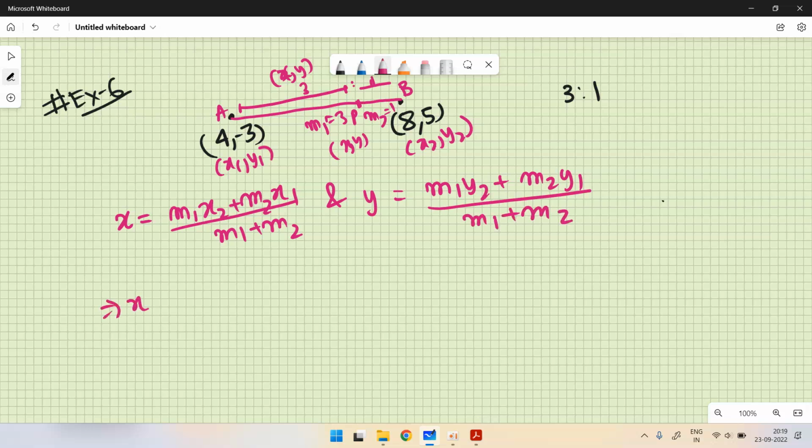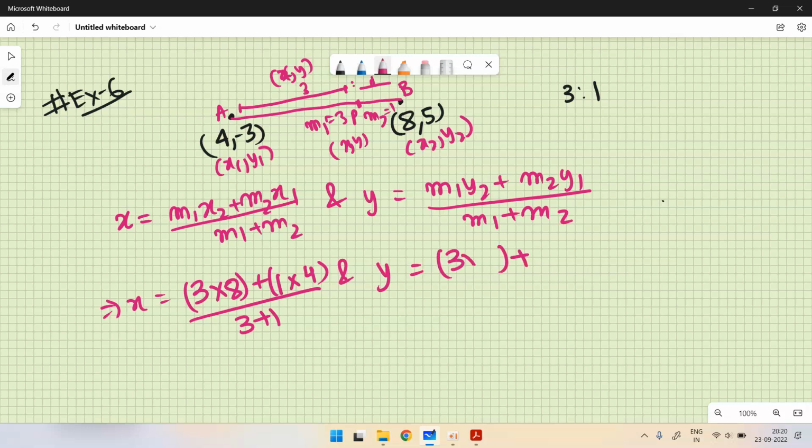Now if I substitute the values, what is m1? m1 is 3, and what is x2? x2 is 8, plus m2, which is 1, times x1, which is 4, by 3 plus 1. For y, m1 is 3, into y2, which is 5, plus m2, which is 1, into y1, which is -3, upon 3 plus 1.